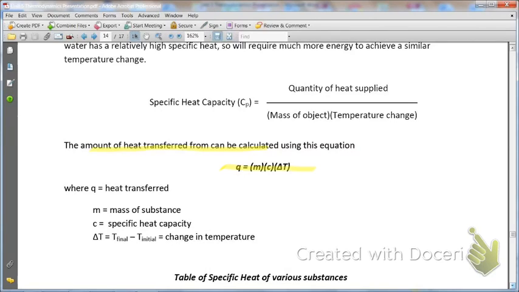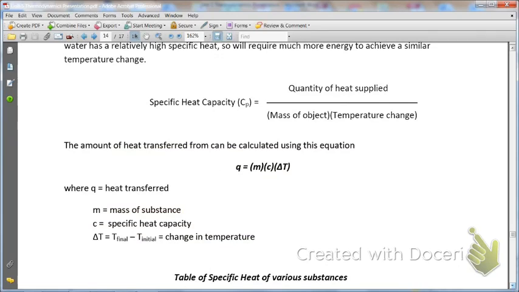All right. Now, here's the key. Basically, the mass is the mass of a substance, C is the specific heat capacity, and then the temperature change is the final minus the initial. And we always take the final temperature minus the initial temperature for the temperature change. All right, so again, memorize this equation because it's a useful equation, and not only to find the specific heat of a substance, but also to find the amount of heat that is being transferred from one object to another.